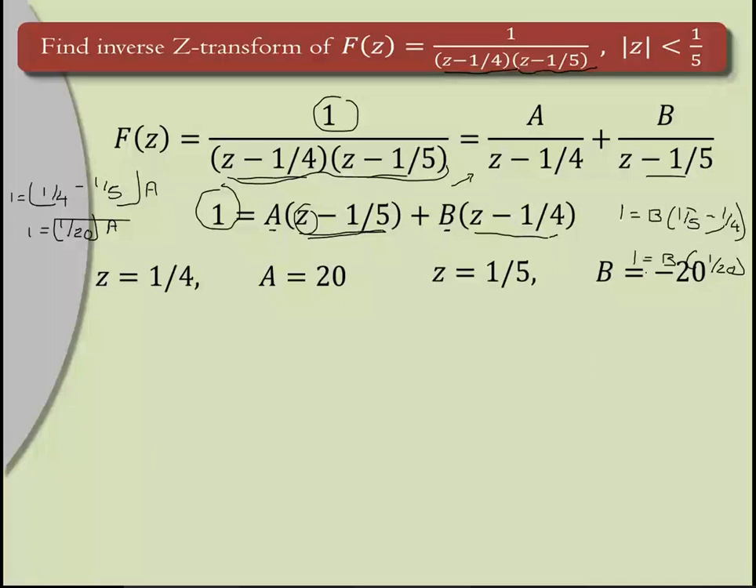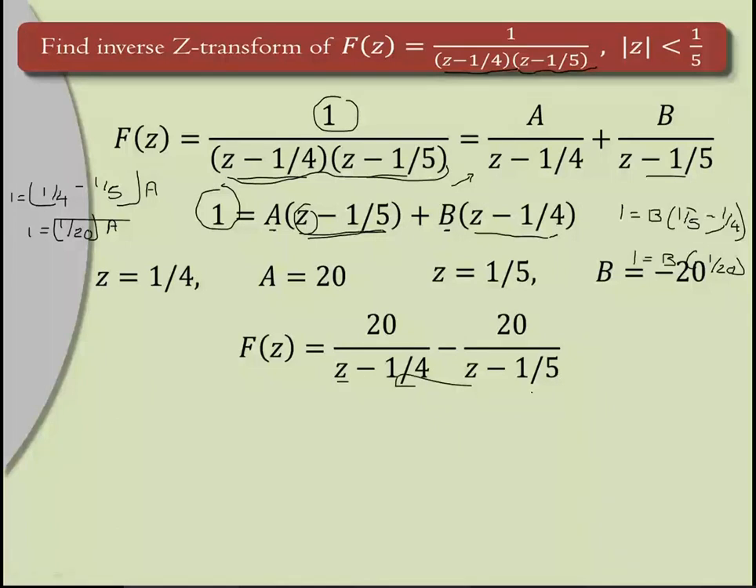Now substitute this A and B back into f of z. So f of z will be 20 upon (z minus 1 by 4) minus 20 upon (z minus 1 by 5). Now check out the condition between these two values, z and 1 by 4, z and 1 by 5. Check what is the relation between z and 1 by 5 and z and 1 by 4. Depending on that, try to simplify this term.